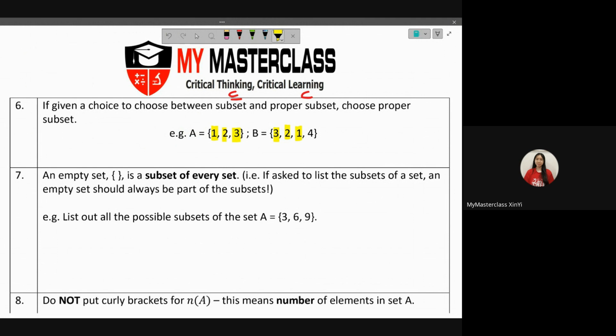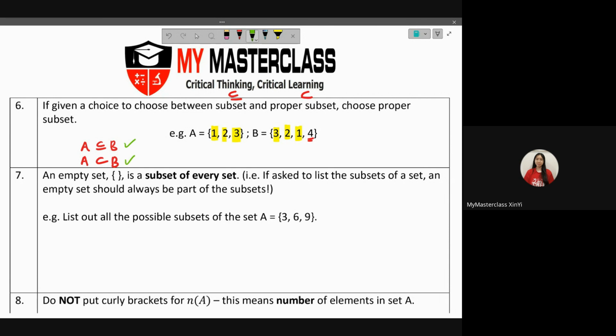In this case, when we say the elements in A are also in B, A is a subset of B. But now if we talk about proper subset, proper subset has another condition. It's not just that all the elements in A must be in B. B should also have extra elements, meaning B should be strictly bigger than A. So that's the second condition. In this case, you see there's an extra element here, 4. So A is a proper subset of B as well. So these two are true.